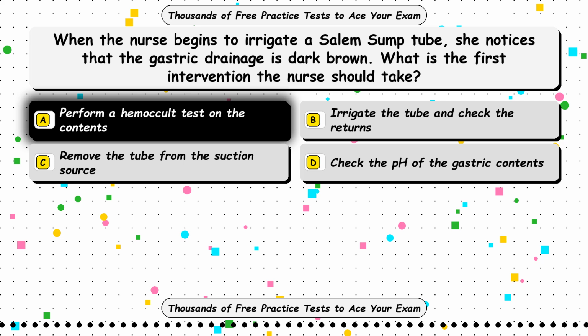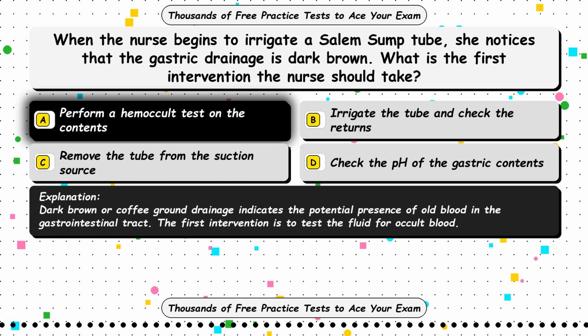The correct answer is option A. Perform a Hemoccult test on the contents. Dark brown or coffee ground drainage indicates the potential presence of old blood in the gastrointestinal tract. The first intervention is to test the fluid for occult blood.